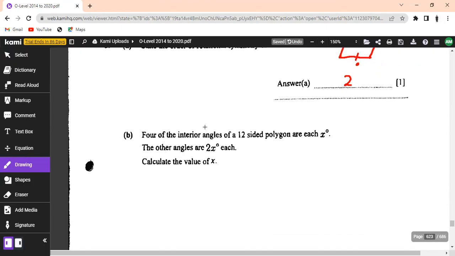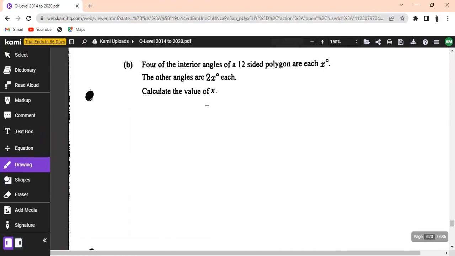On number 5b, we are given that there are 4 interior angles of a 12-sided polygon. Okay, so this is a 12-sided polygon, each x degrees, but how many of them? There are 4. Each is having x degrees, so which means you're talking of what? 4x, like that. The other angles are each 2x degrees, which means out of 4 angles, out of 12, we have taken 4. So how many are going to remain? Because we're talking about the other, which means the remaining ones. What is going to be the remaining part in this case? Out of 12, we subtract 4. So you're going to be left with 8. So each of these 8 is 2x. So it's going to be 8 multiplied by 2x, like this.